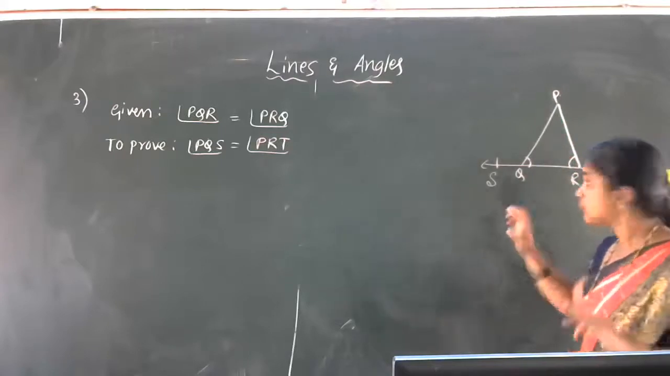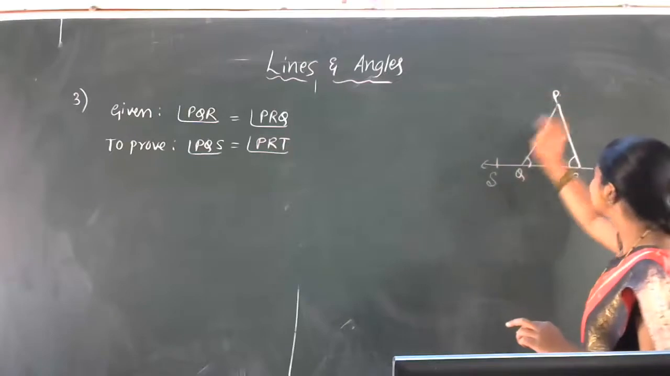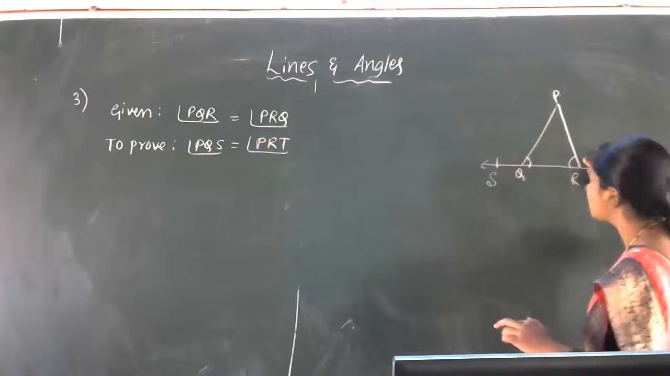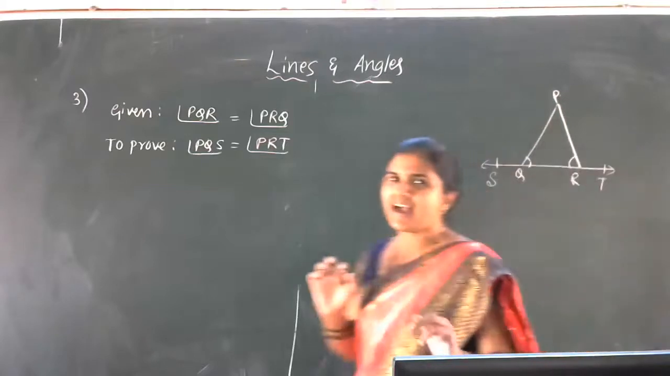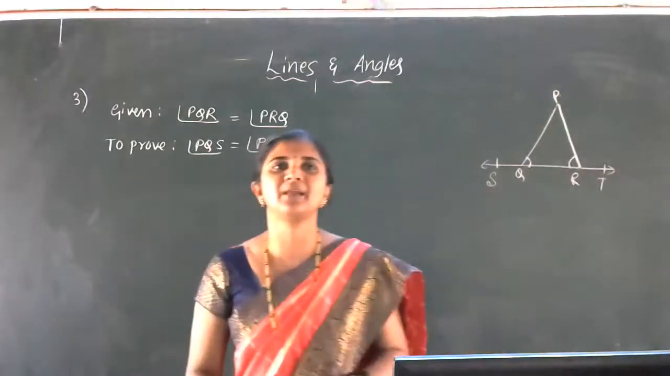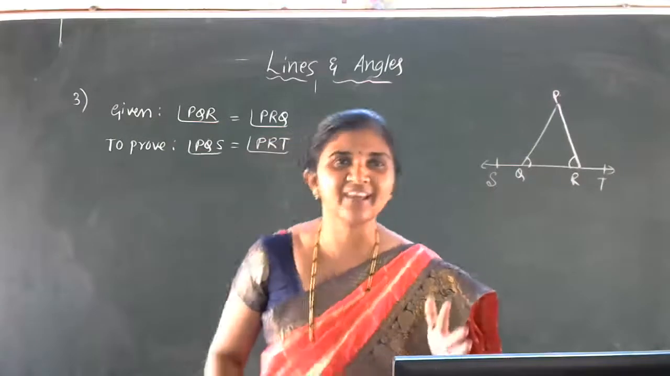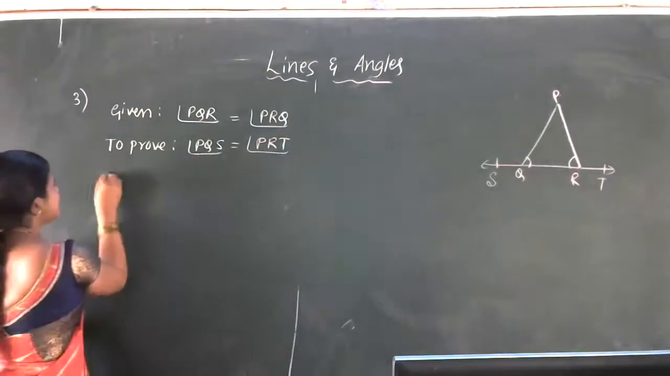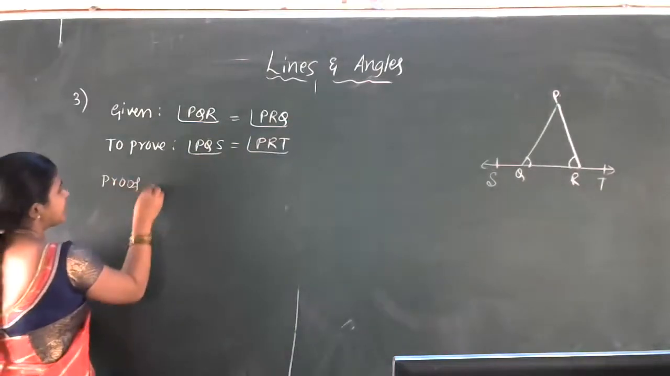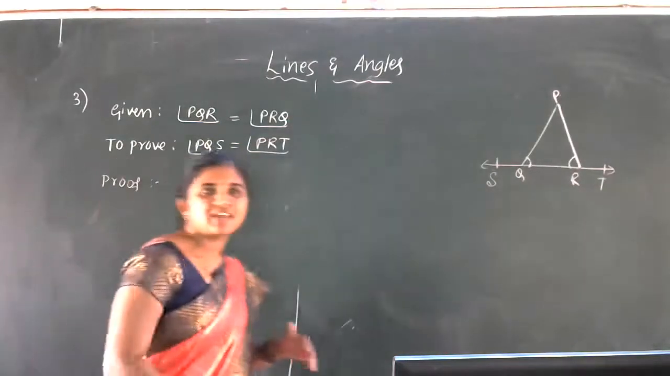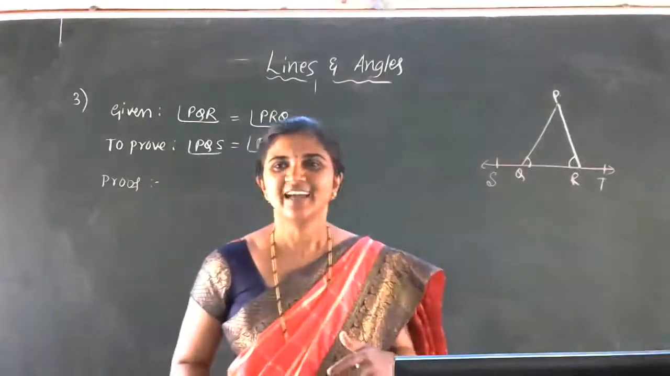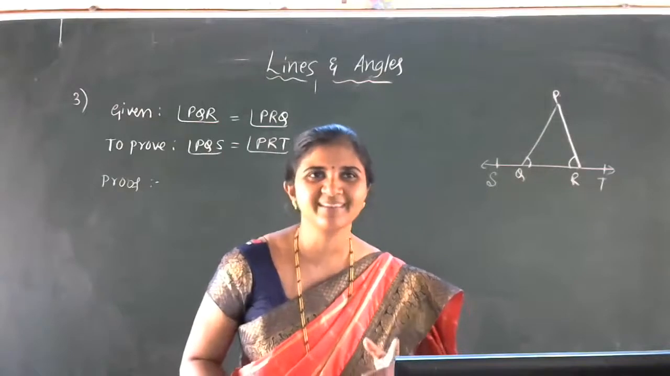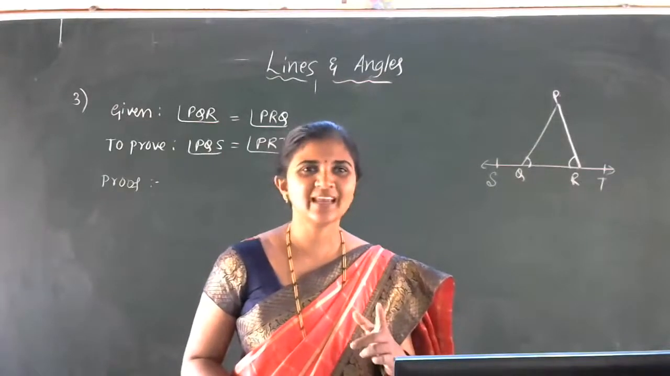What we have to prove? This PQS is equal to PRT. This angle is equal to this angle, we have to prove. I think it is a simple question. Who is going to tell what trick we have to use here for the proof? Only a 3-step problem. Which concept we are going to use here? Yeah, linear pair. Only linear pair, students.